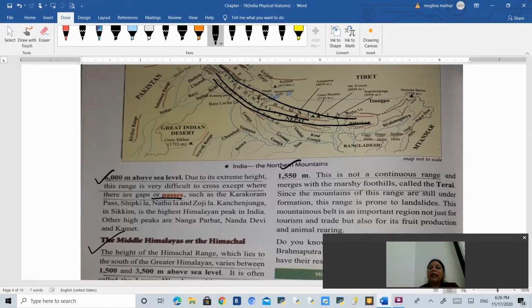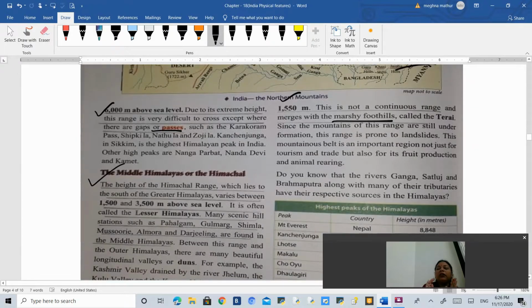Here you will find many marshy foothills, meaning small hills. Here you will find a certain kind of greenery, which is why it is called marshy foothills. A lot of village people go over there to send their animals for grazing, because here you will find some water also, and they can do some kind of agriculture in the summer season also. So this is about the Great Himalaya.